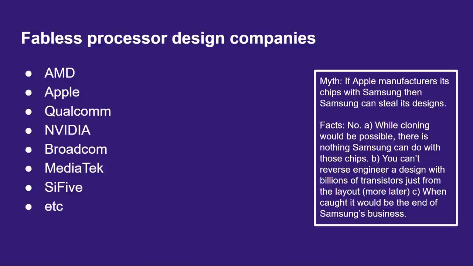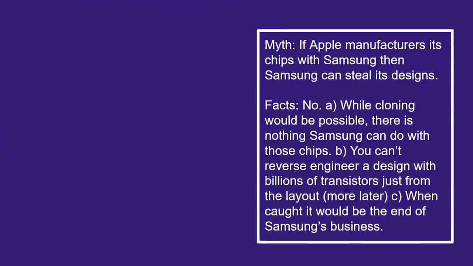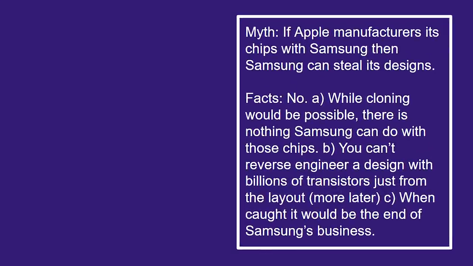Just want to bust a quick myth that I read sometimes in the comments, and that is if a company like Apple, for example, has a contract with Samsung to manufacture its processors, does that mean that Samsung can copy its designs? Well, no, it doesn't. And there's a couple of reasons for that.